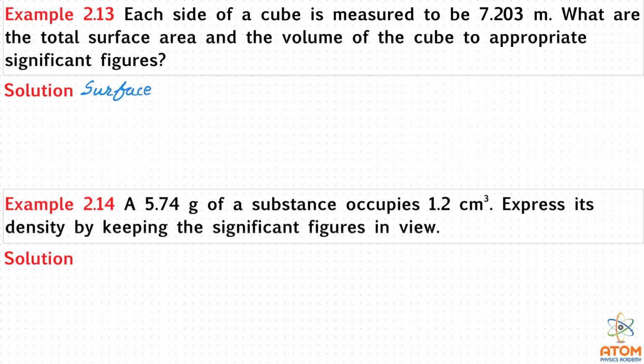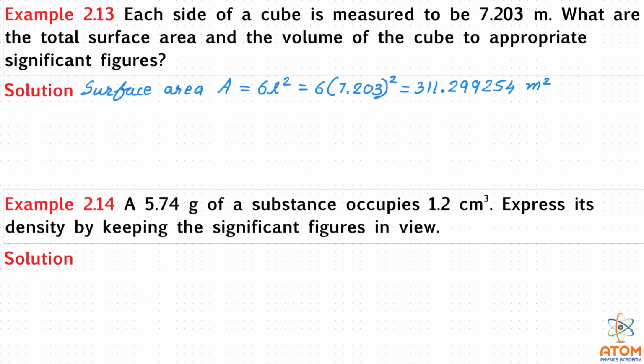Surface area, let us say A, will be equal to 6L square. It's a cube, so there will be 6 sides and L square, so 6L square, and so it is 6 into 7.203 whole square. The answer, which I have already calculated, is 311.299254 meter square.